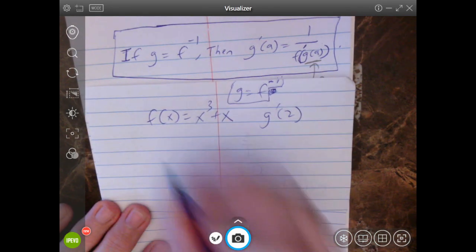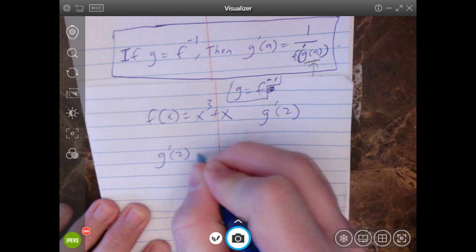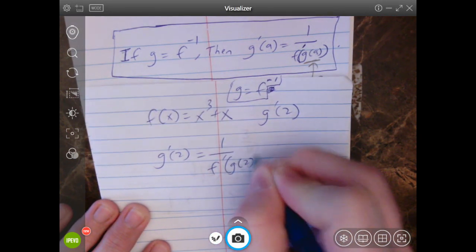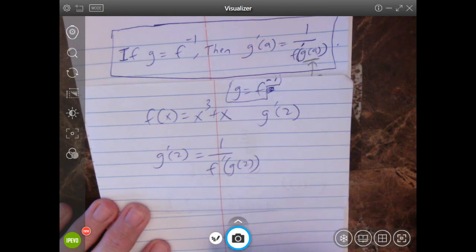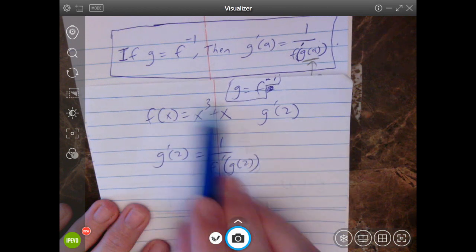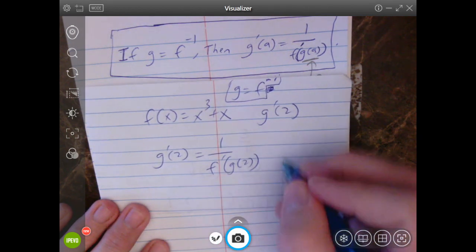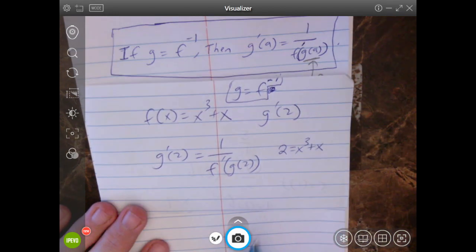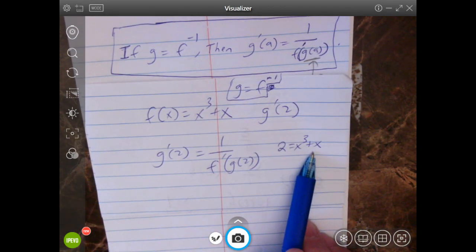Let's see what we get here. So g prime of 2 is going to be 1 over f prime of g of 2. So our focus right now is going to be to find g of 2. And again, we're not going to plug 2 in here. We're going to set this equal to 2. And this is what I was talking about before. This is where it gets a little complicated because we can't solve this for x algebraically.